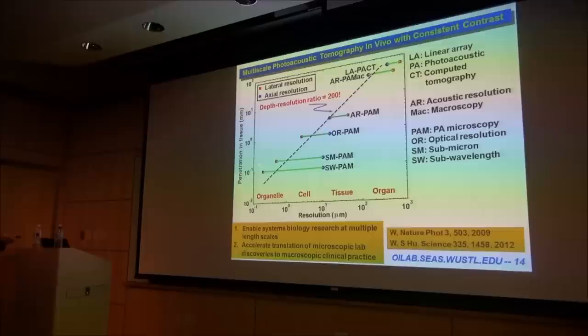In this plot, every bar represents one system in our lab. You can pick any depth range for your application. You can custom build a system for that range. So you notice here the scalability, right? This dashed line is a rough fit going through all the systems. You have roughly a depth-to-resolution ratio of 200. That means you can get 200 pixels to work with, no matter how deep you want to get. Right, that's the important scaling factor.